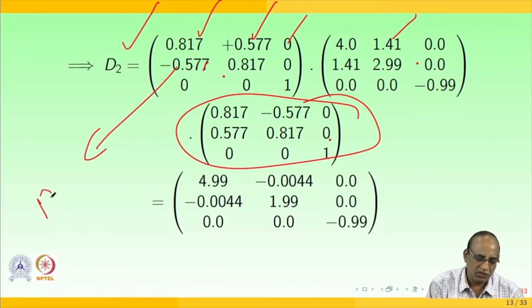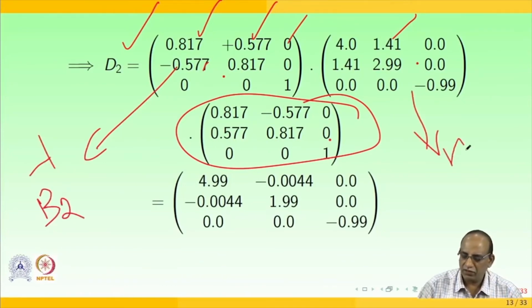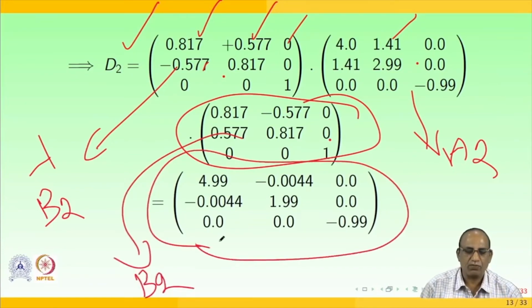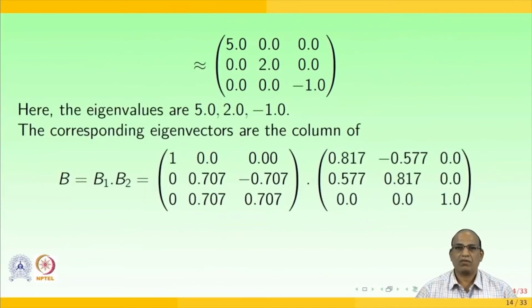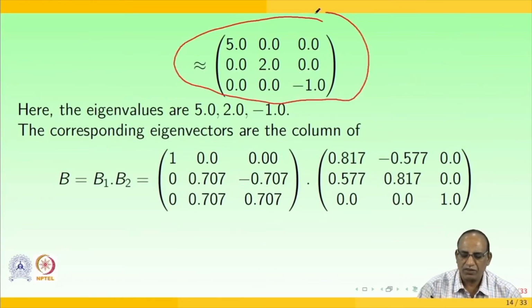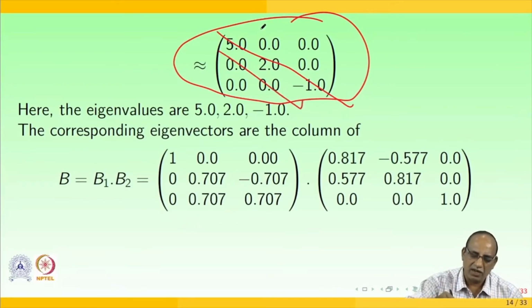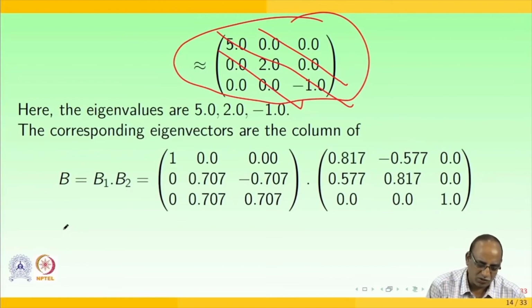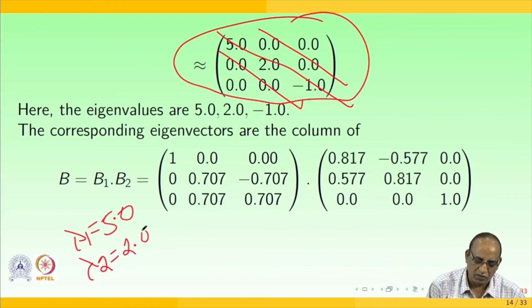So when you multiply this, that is the way which we did it, this is B2 inverse, and this is A2, and this is B2. So ultimately you arrive at a matrix of this form. When you approximate this, you get a matrix of this form. So this is the main diagonal, and this is also diagonal. So only the main diagonal entries are non-zero, the rest are all zeros. So you can write the eigenvalues: lambda 1 is equal to 5.0, lambda 2 is equal to 2.0, lambda 3 is equal to minus 1.0.